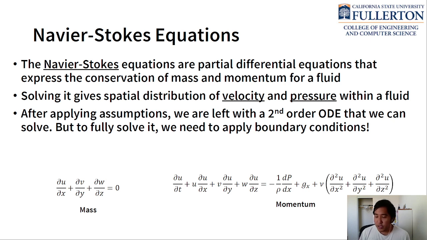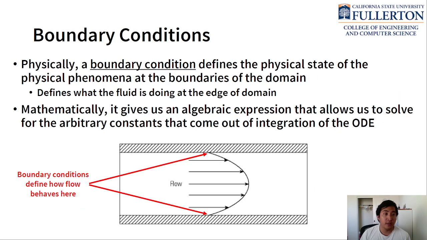The reason we need boundary conditions is that, ultimately after we apply assumptions and simplify the equations, we're left with second order ordinary differential equations. And if you remember from your previous math classes, whenever you have a second order ODE, you need to apply two boundary conditions in order to fully specify the solution, right? We're going to be left with a function after we integrate that has two arbitrary constants, and boundary conditions let us solve for those constants, right?